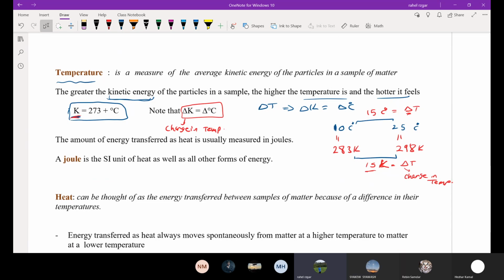These are all introduction to learn the terms and the units, for example. Then how can we measure? We know how we measure temperature: it's either Celsius or Kelvin. But how do we measure energy? We measure energy as heat in joules, sometimes.